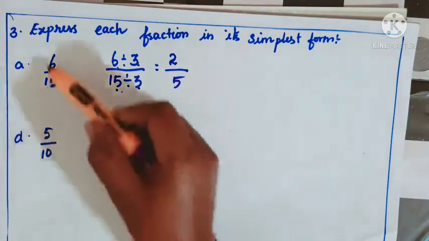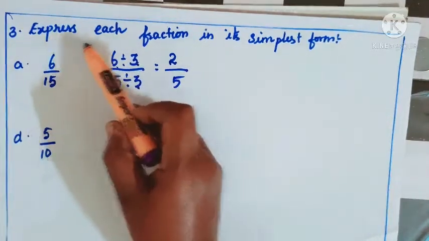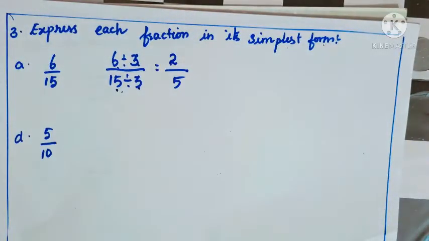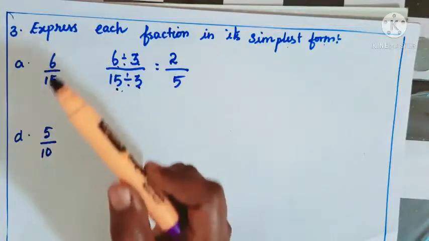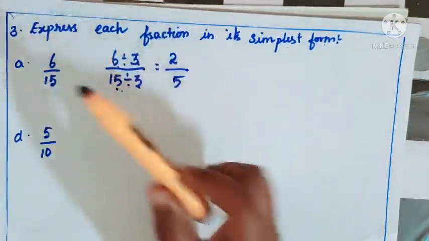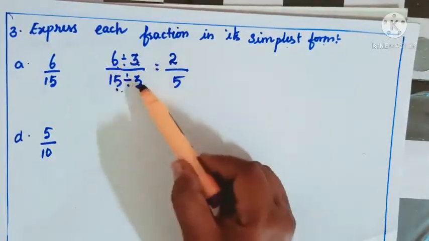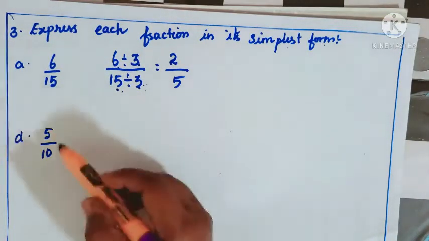I want to make this bigger number into a simpler number. That's all. That is my motive. Understand? So that is the question: express each fraction in its simplest form. Is it clear? I hope you can understand. First step, you have to see both numbers. In which table they are going, you have to observe. So both numbers should go in the same table. So both numbers go in the third table. So 3 twos are 6, 3 fives are 15. That's all. Understand?